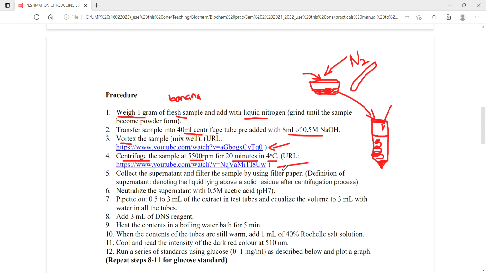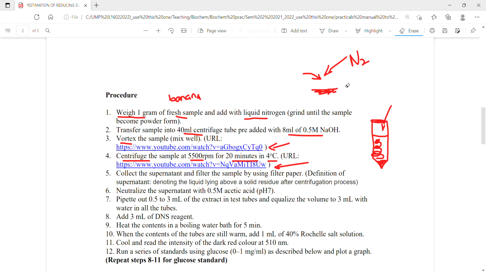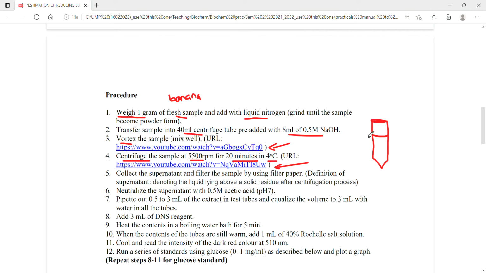So please watch this video on the method of centrifuging, so you understand what is going to happen. Once it's been centrifuged, let me use back this drawing. Right, once you take it out from the centrifuge equipment, you will have something like this.